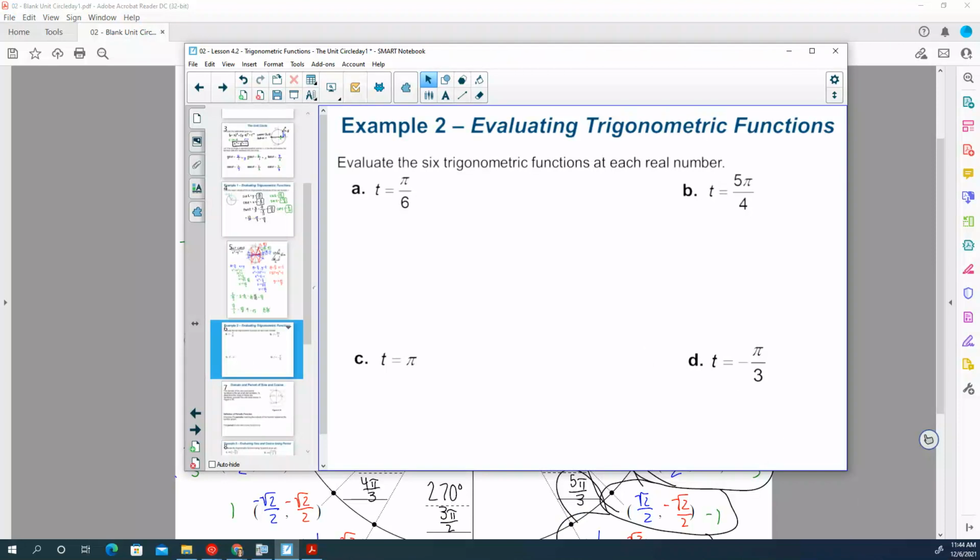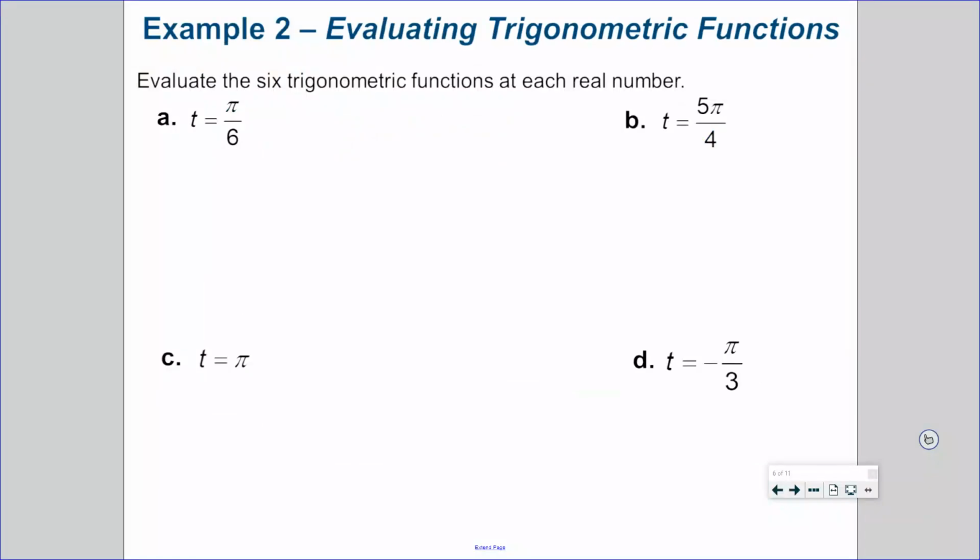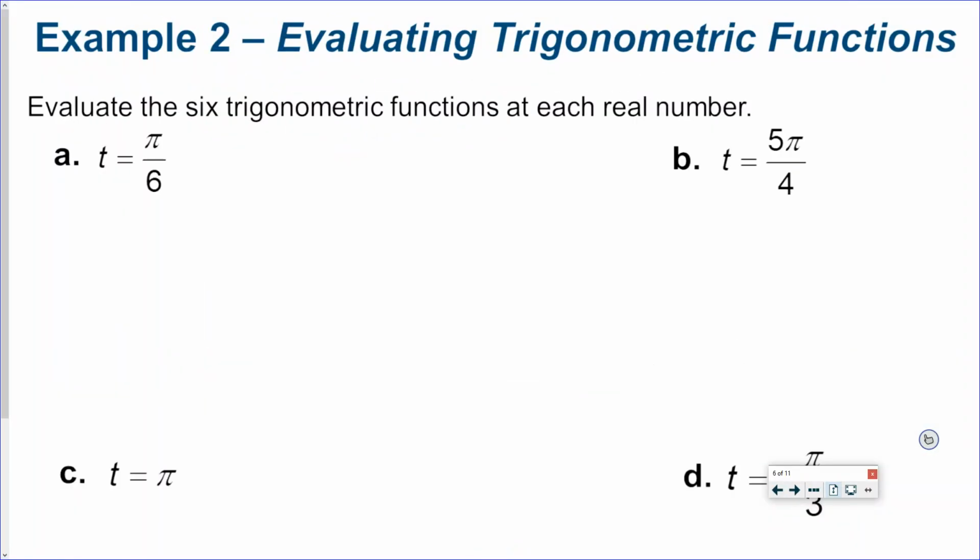Okay, we are finishing up this problem for now. We'll continue this tomorrow. So it says evaluate the 6 trig functions at each real number, so at each angle. And obviously you're going to be given one that you can find on your unit circle.